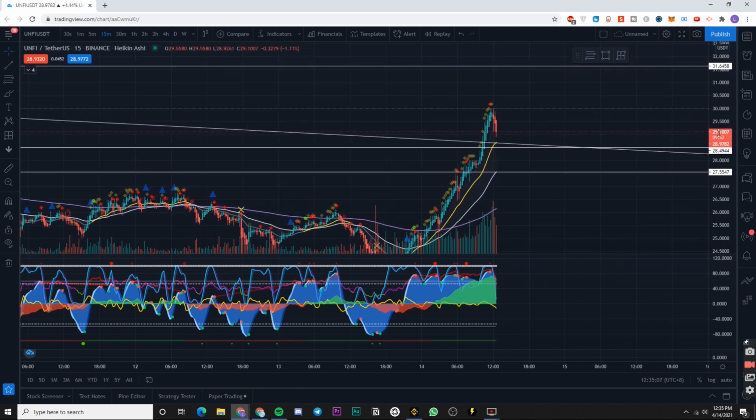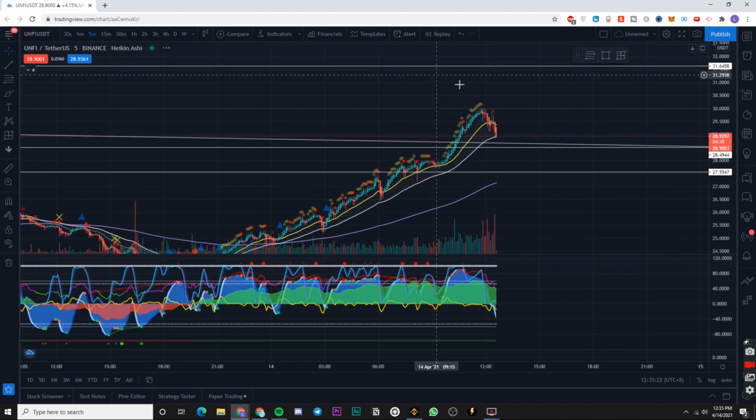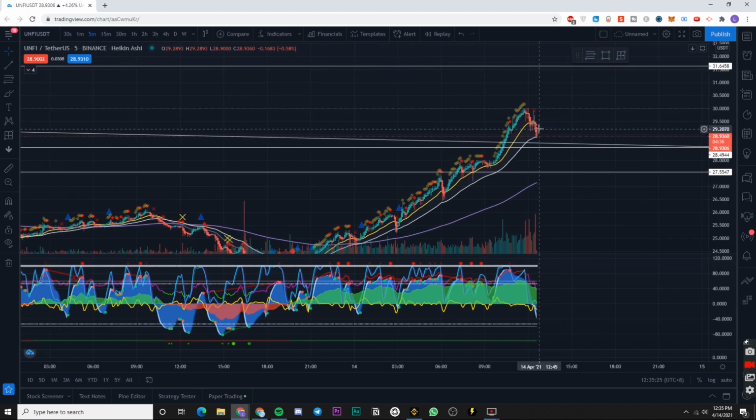So I'm expecting the price to retest the trend line, retest this support, probably retest the 21 EMA, at most fall to the 50 EMA and continue its pump. So if you guys are looking to get into this trade, that is what you should be waiting for.